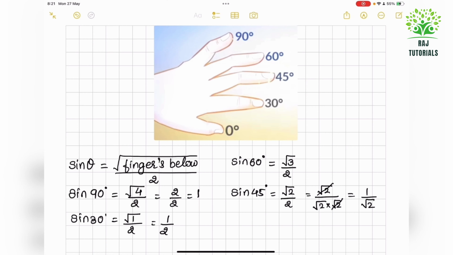Now, to find sine 0, how many fingers are below 0 angle? None. So 0 by 2, that is root 0 by 2. So 0 upon 2. So that will be 0. So from this I got the whole table of sine theta: sine 0, sine 30, sine 45, sine 60, sine 90.